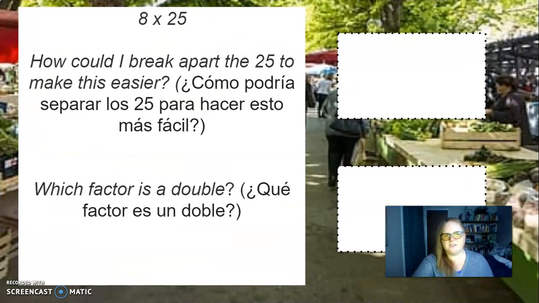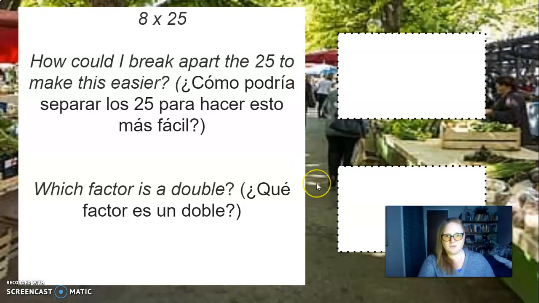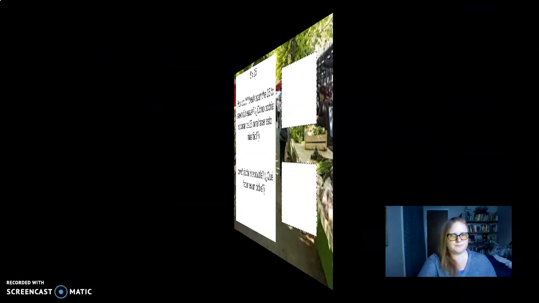I kind of gave that one to you. How can I break apart the 25 to make it easier? Put your suggestion right here. Which factor is a double? Which one could I actually split in half in order to be able to do my doubling strategy? Go ahead and put your guesses right here. We are going to be going over it in the next slide. So please pause and do these previous slides and come back in 5, 4, 3, 2, 1.